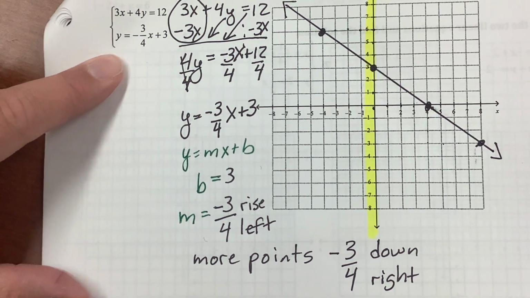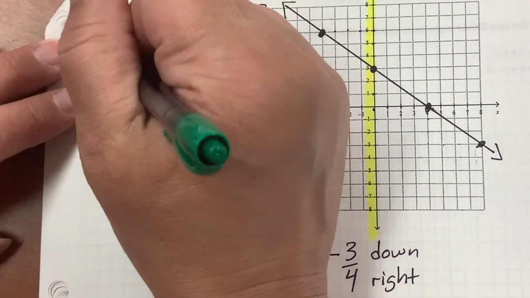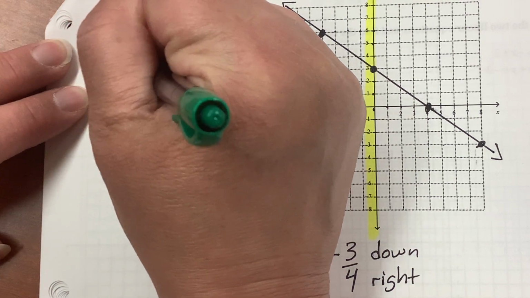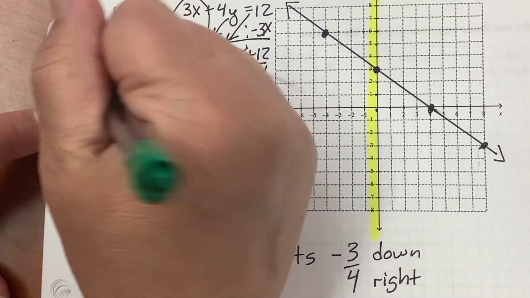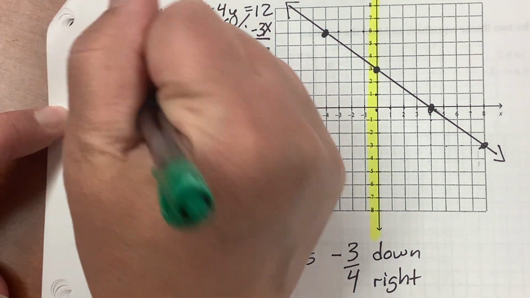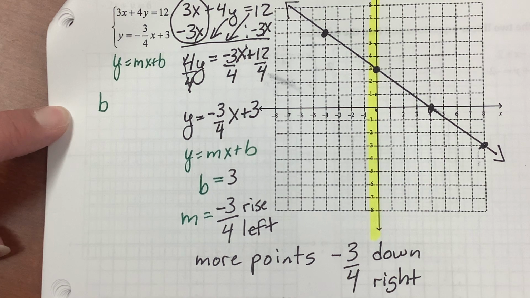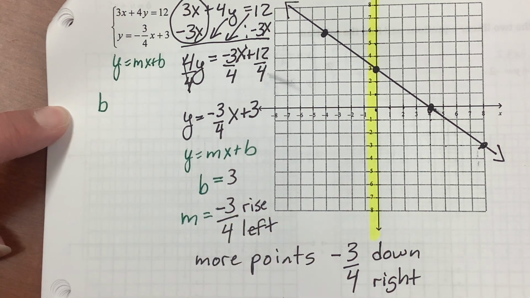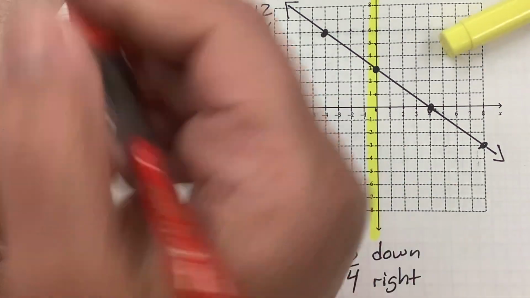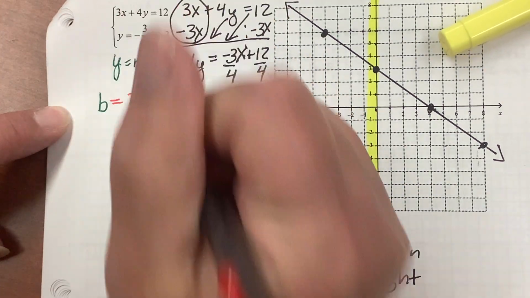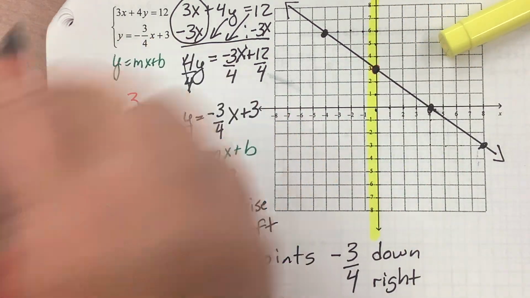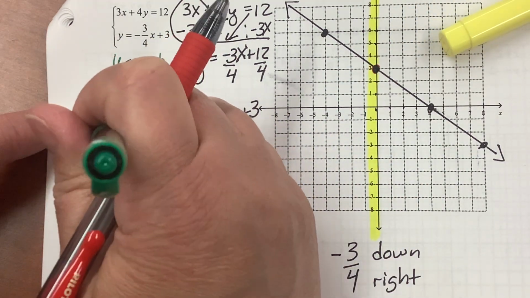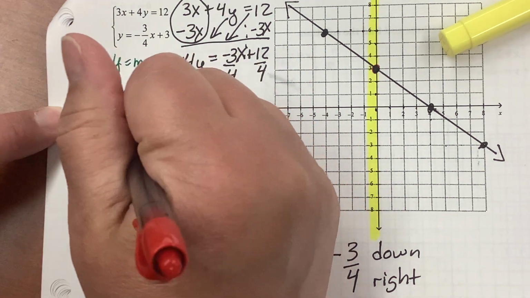Now I have to do this one. This is already in y equals mx plus b form, so that makes it easier. I'm going to begin at the b, which is, wait a second, what happened here? Begin at the b, which is 3. Okay, so I'm starting here. And then my m is negative 3/4.